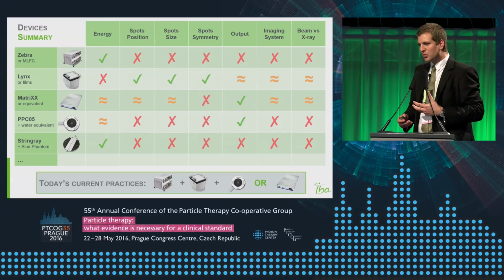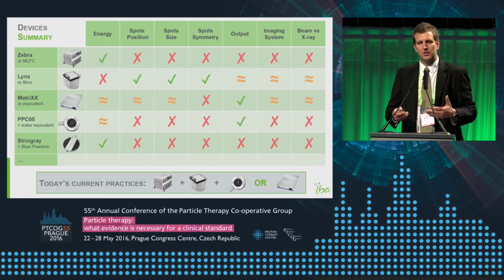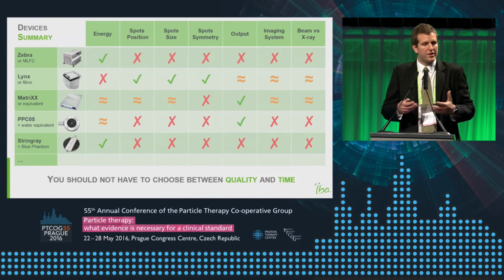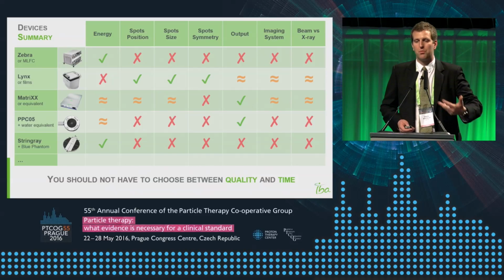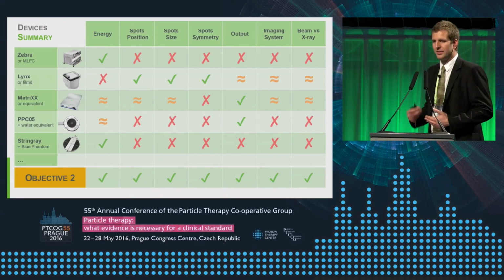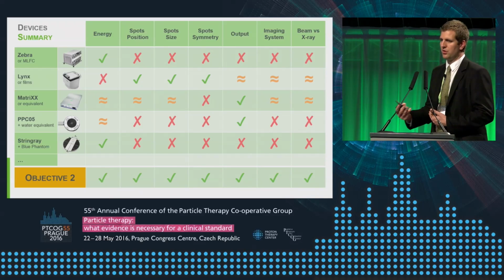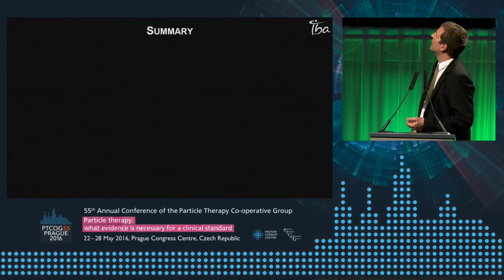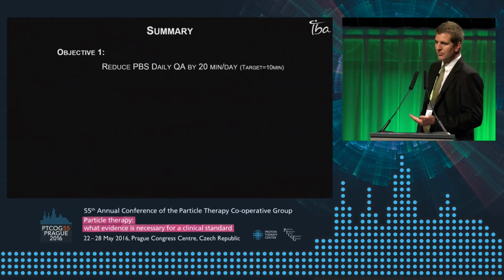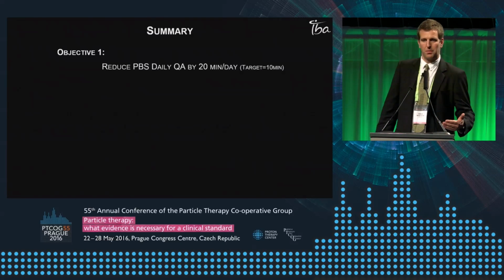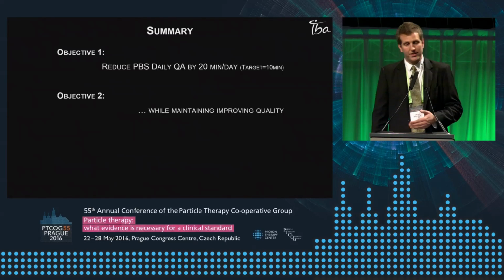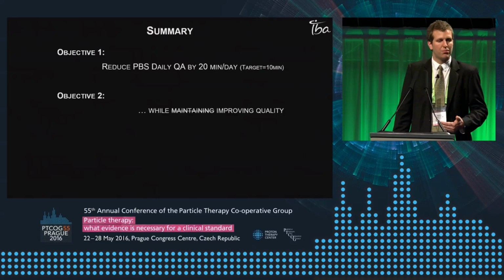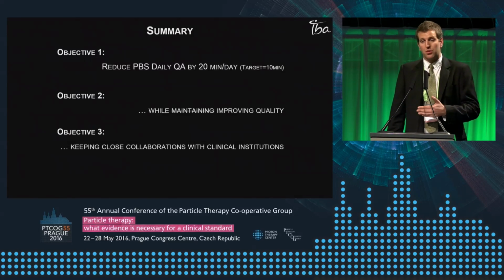The idea is really to have you not having to decide between quality and time. So our objective number 2 was to bring a device that was able to measure everything with a high level of quality. As a summary, objective number 1, reduce the time it takes. Number 2, maintaining, but actually also improving, quality.